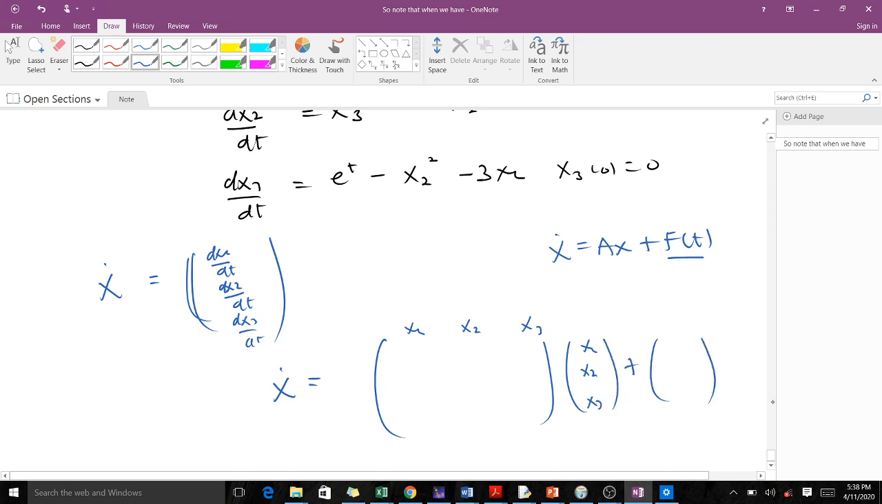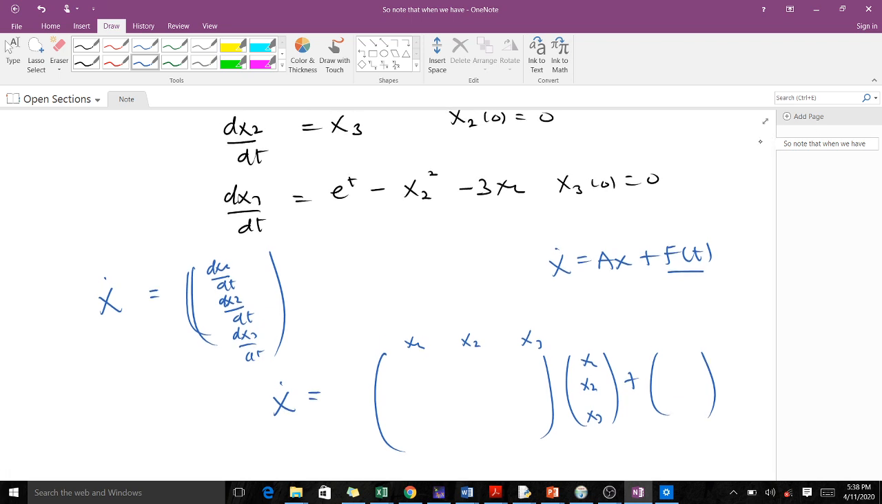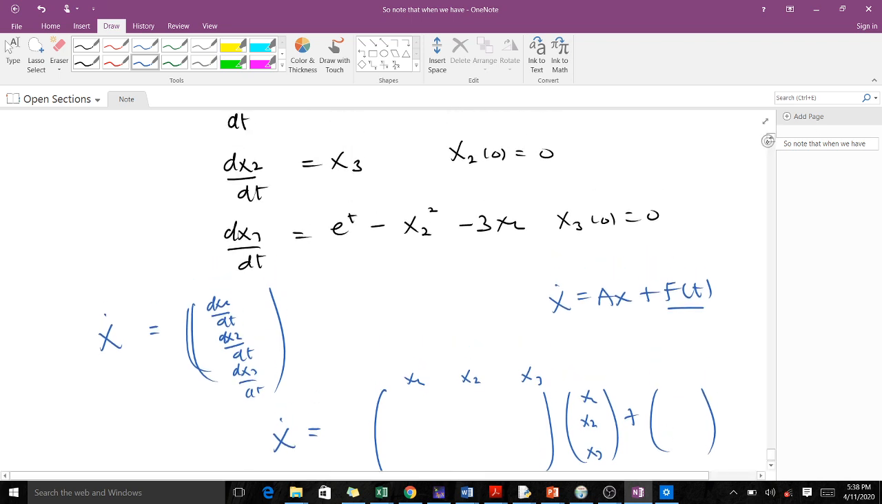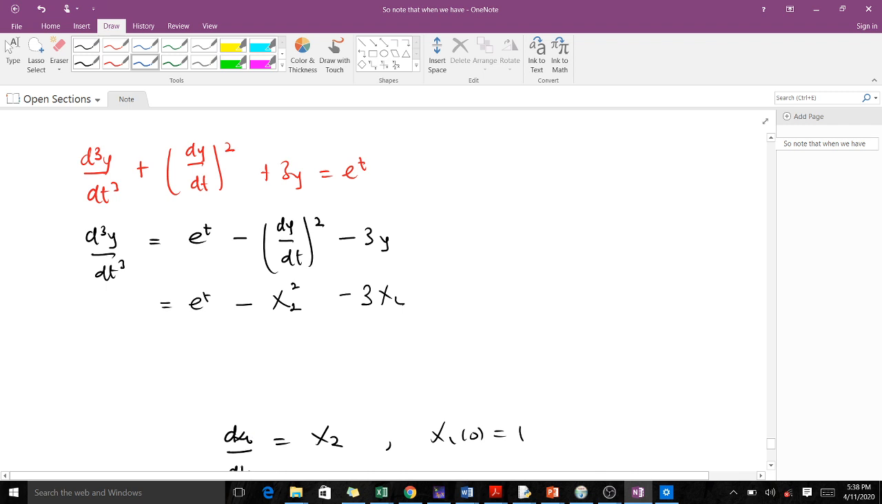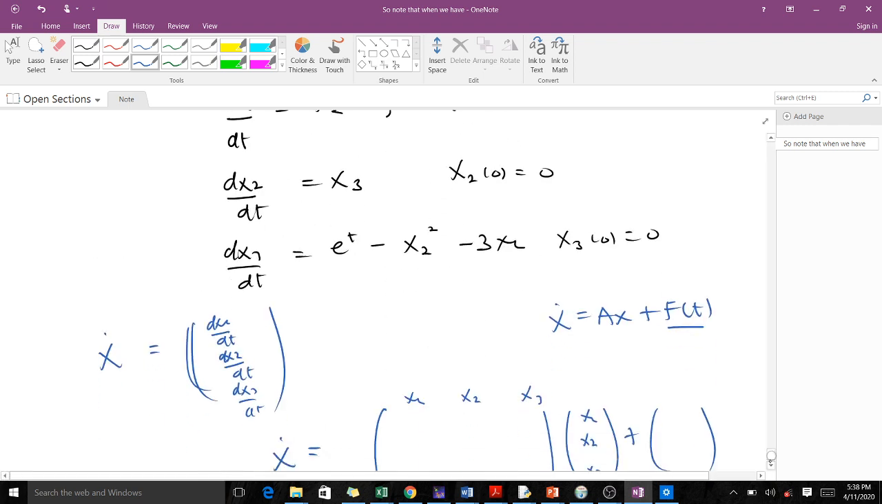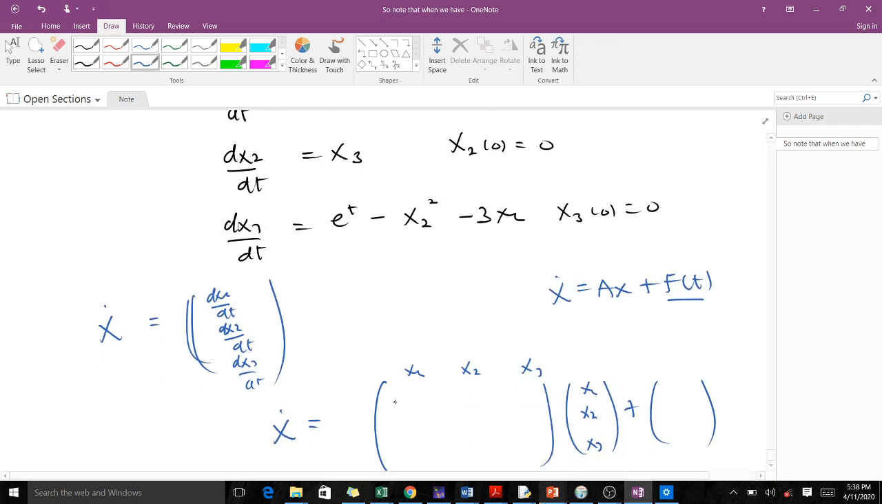So you realize that when it comes to the first one, x1 dt is equal to x2. So that means that our x1 component is 0, this is 1, and this is 0. With the second one, this is 0, this is 0, and this is 1. When you come to the third one, we know this place is -3.